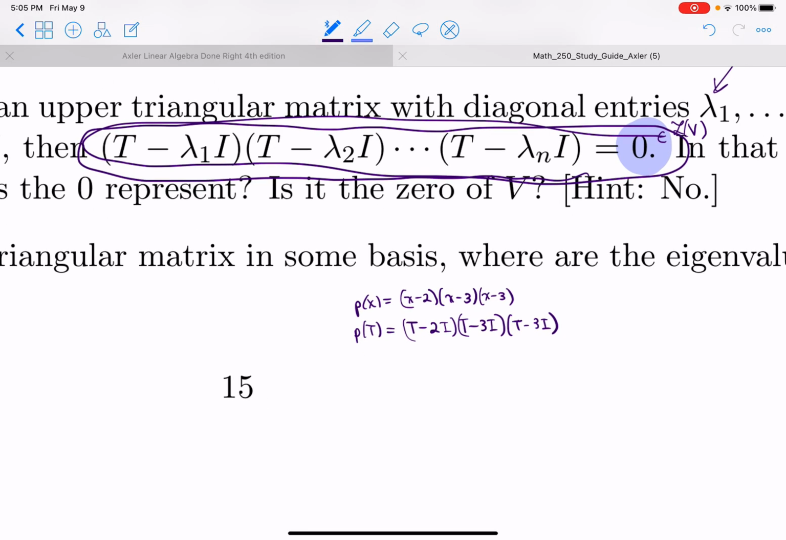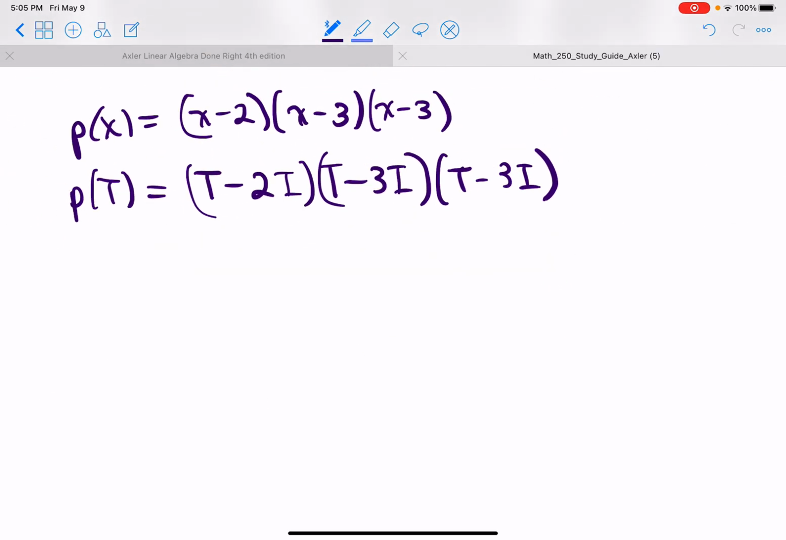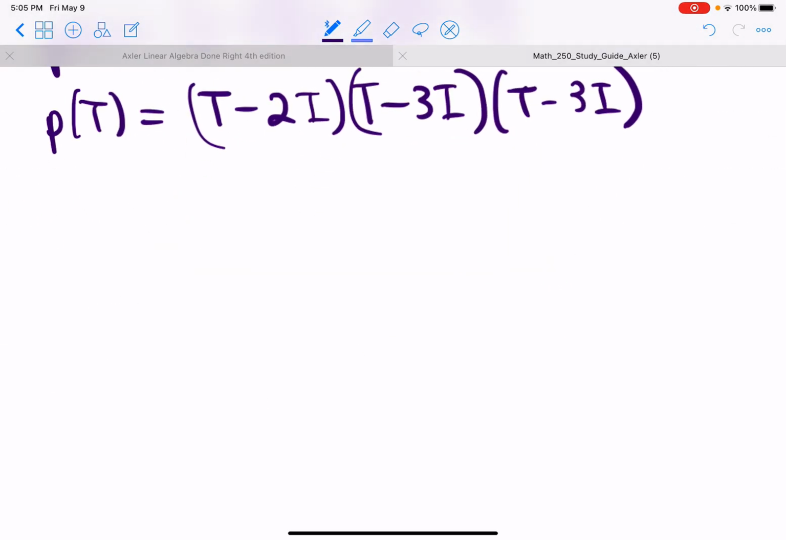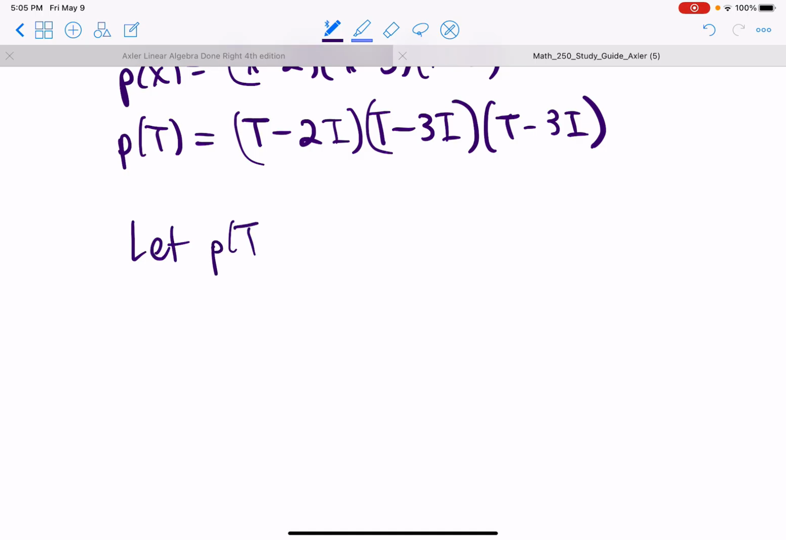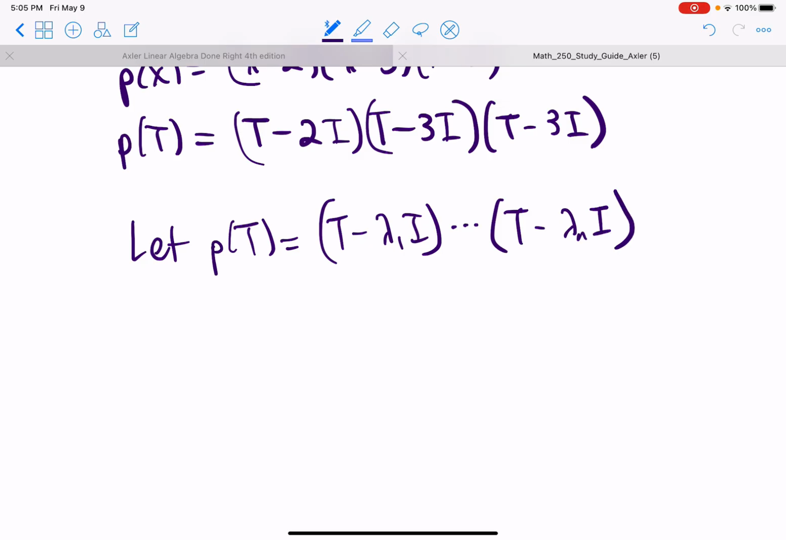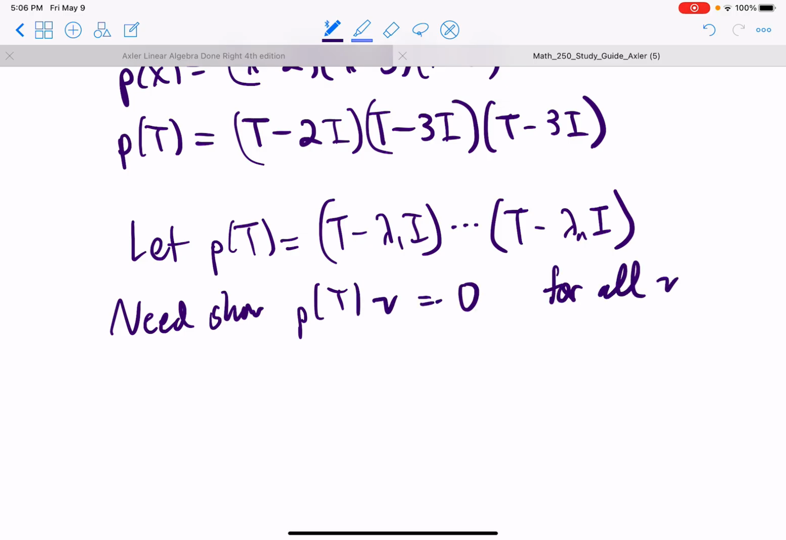So how do we check if this thing is the 0 operator? Well, first let P of T equal (T minus lambda 1 I) all the way to (T minus lambda n I). We need to show that P of T v equals 0 for all v in V. That's how you show that something is the 0 operator. You show that whenever it eats a vector, it gives you 0.